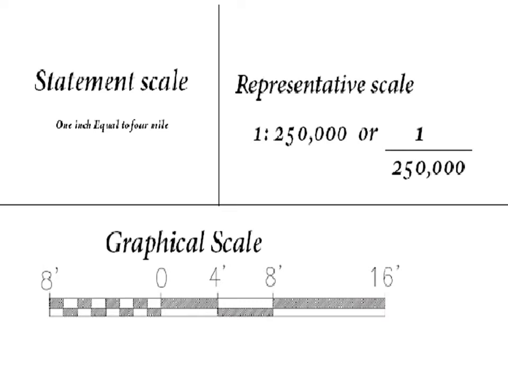Graphical scale or linear. A linear scale is represented by a straight line divided into equal parts to show what these markings represent on the actual ground. Direct measurement of distance on a map.